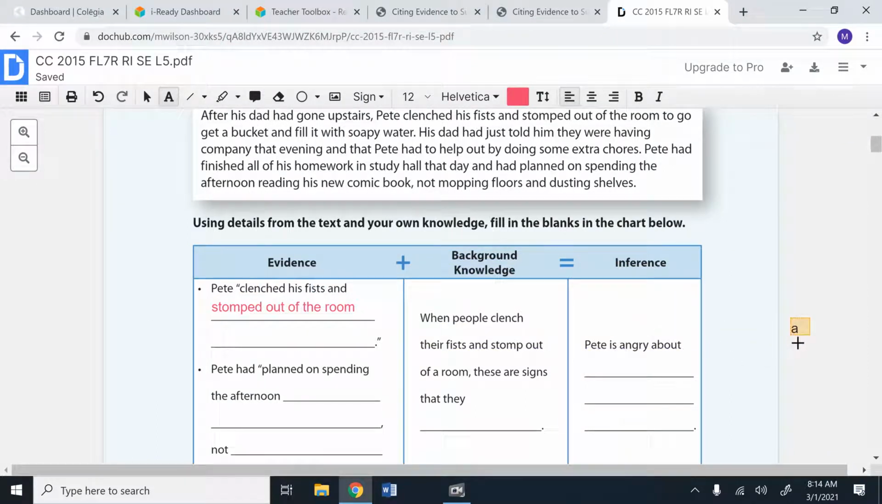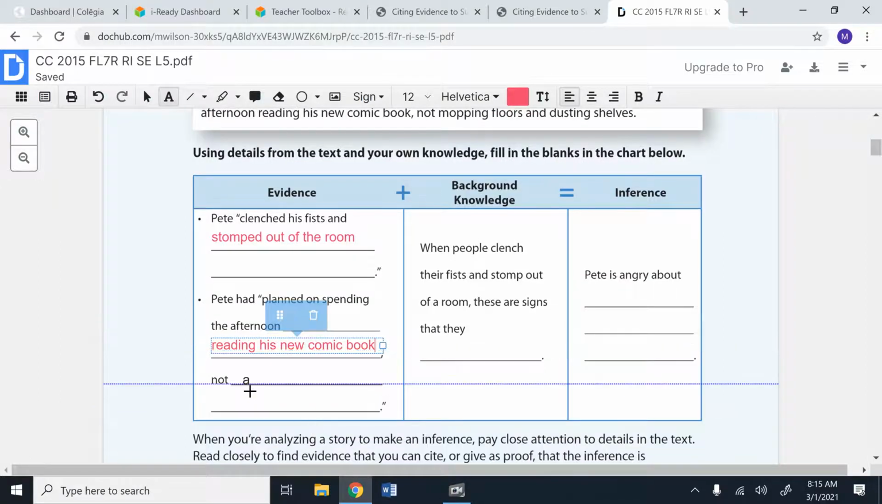Let's look at some other textual evidence. So it also says that Pete had planned on spending the afternoon, and up here it says that he had planned on spending the afternoon reading his new comic book. So I'm going to go ahead and put here, reading his new comic book. And over here it says not mopping floors and dusting shelves. So not mopping floors and dusting shelves.